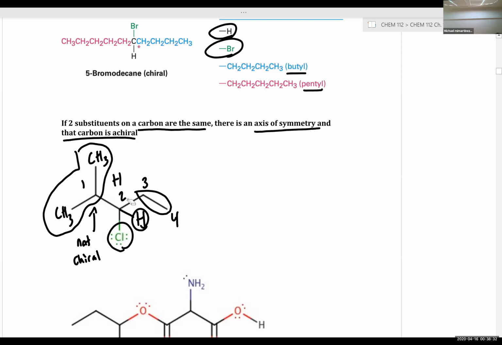Yep. So the way that we denote chiral carbons is often with a star. That star is indicating this is a chiral center. It's a nice shorthand to keep in mind. Does that make sense so far?